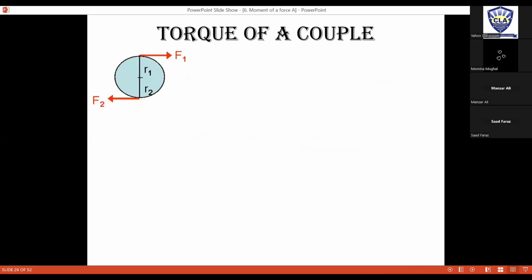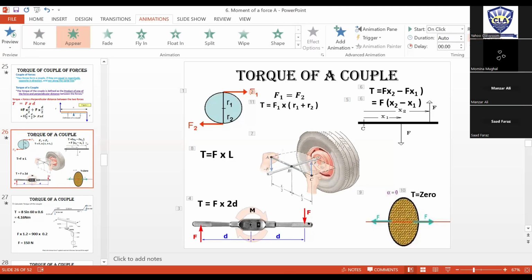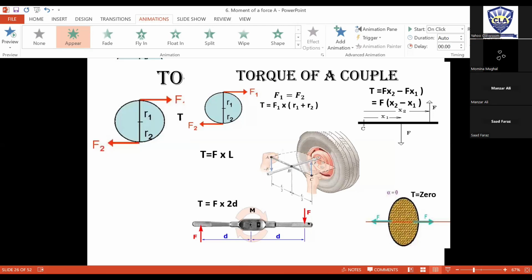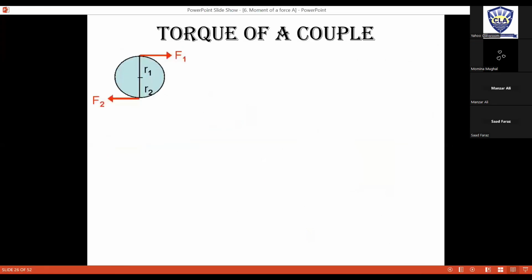Now here we have two forces F1 and F2. They are equal in magnitude. Do they form a couple? Yes. And what is their perpendicular distance? It is R1 plus R2. Now these forces are equal. That is why it becomes a torque. And the torque will be one of the force multiplied by perpendicular distance between the two forces.